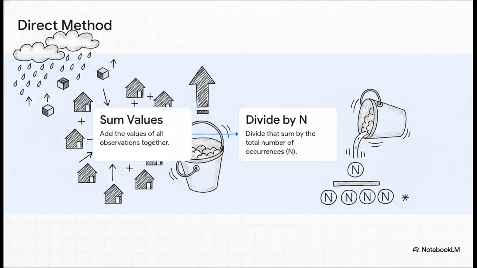To find the center of this rainfall data, we use the direct method. It's beautifully simple and relies on just 2 straightforward steps. Step 1, we add up the rainfall values of all 7 observations. Easy enough. Step 2, we take that total sum and divide it by the total number of districts, which we represent in the formula with the letter n.